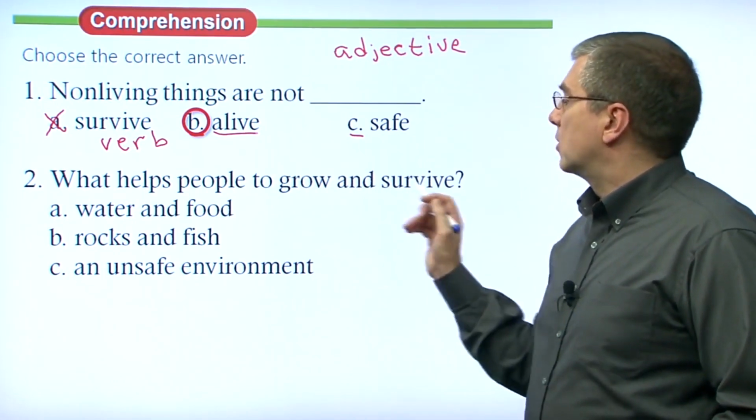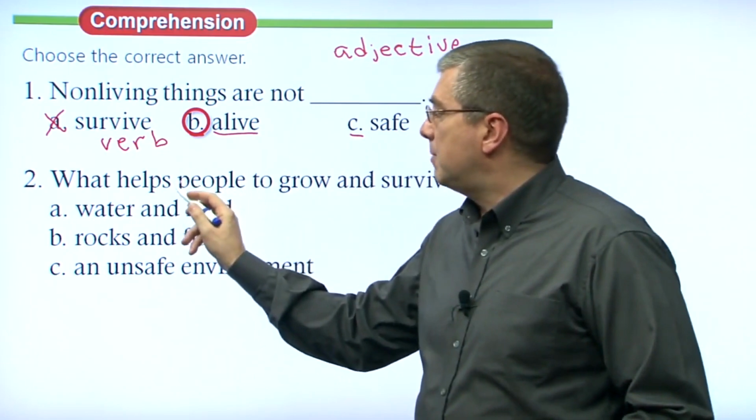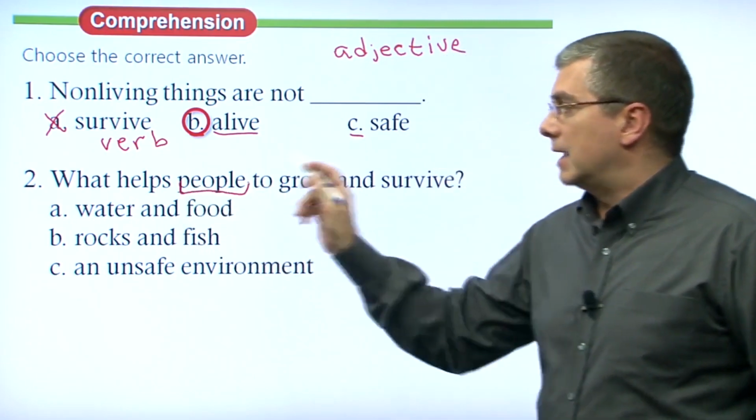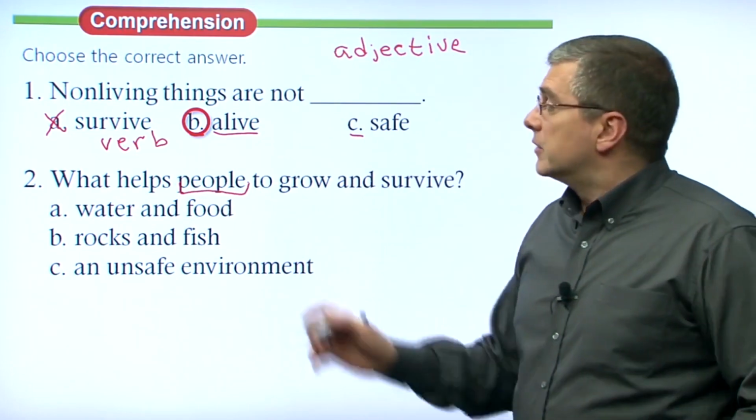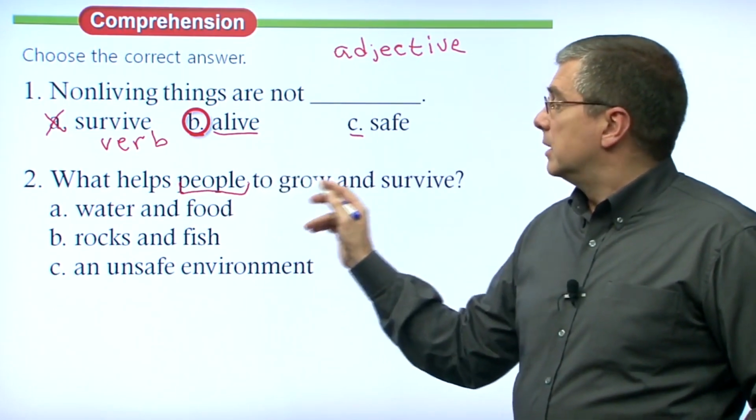Okay, number 2. What helps people to grow and survive? And remember, people, that's an example of living things, right? They're an example of animals. So what helps people to grow and survive?